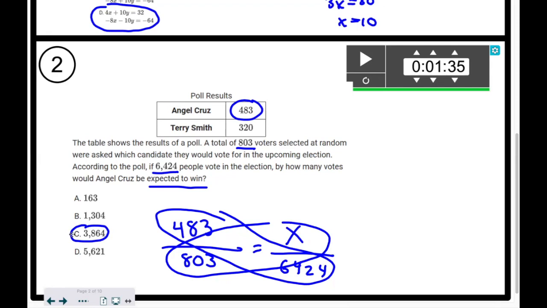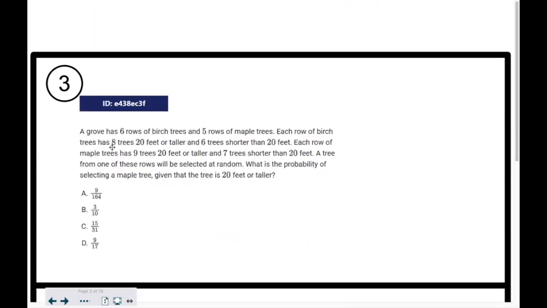All right, makes sense. Good. Okay, and the third one.